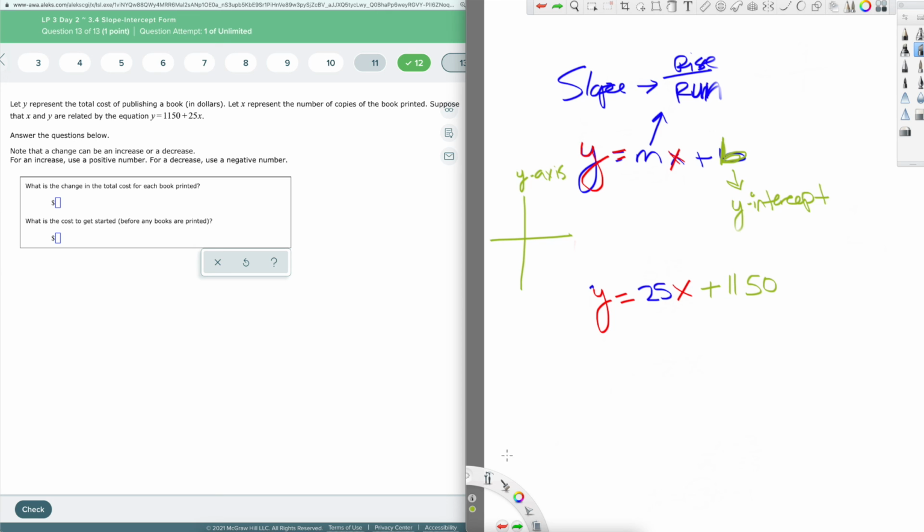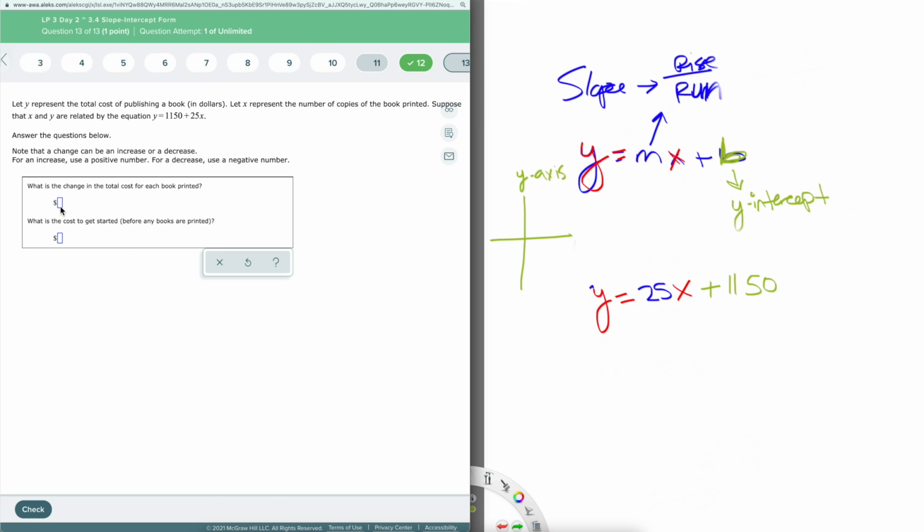All right, so let's go ahead and look in there. These are very direct questions from what I just said. So what is the change in the cost for each book printed? We literally just talked about that. For every book I print, which is x, it's going to cost me an extra $25. So it's $25 per book. What is the cost to get started before any books are printed? Like I said, the y-intercept is our starting point. Always, always, always. If we can identify that, that gives us our starting point. So it's going to be 1,150. And it might give me grief if I don't put the comma in here too, especially when we're talking about money.